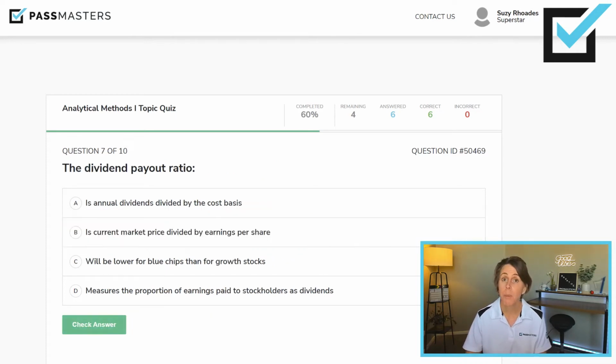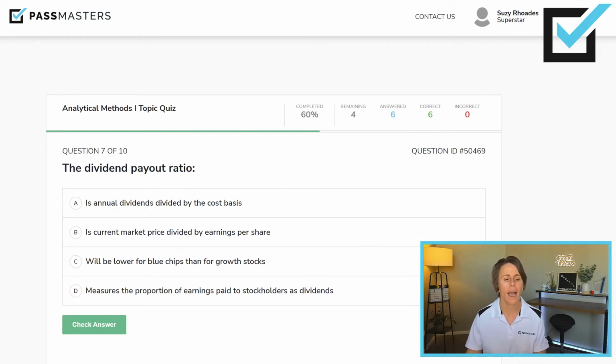The dividend payout ratio. Choices include: is annual dividends divided by the cost basis? No. Is current market price divided by earnings per share? No, that'd be the PE ratio. Will be lower for blue chips than for growth stocks? No. Measures the proportion of earnings paid to stockholders as dividends?